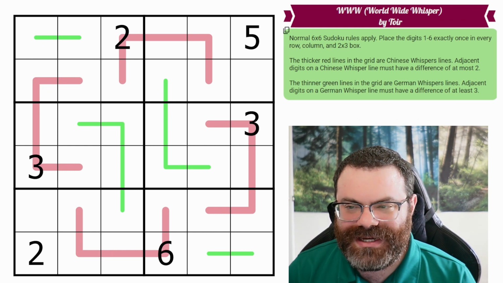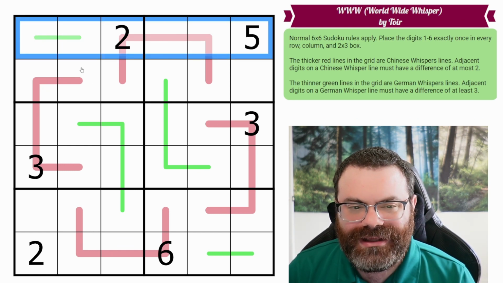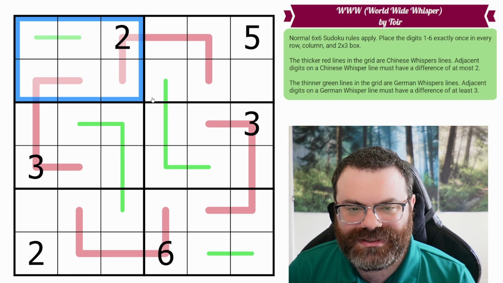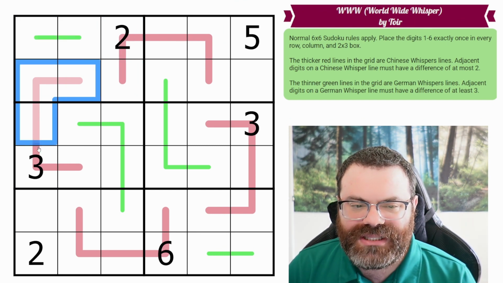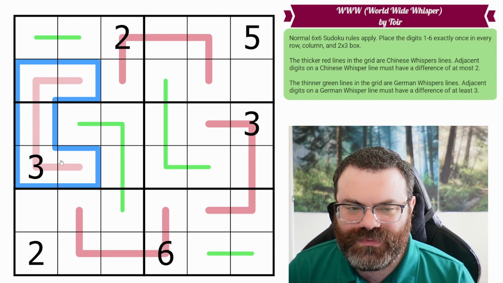So we have normal 6x6 Sudoku rules. In every row, every column, and every 2x3 box, we are placing the digits 1 to 6 exactly once each. We also have these thicker red lines in the grid. Those are our Chinese whispers.